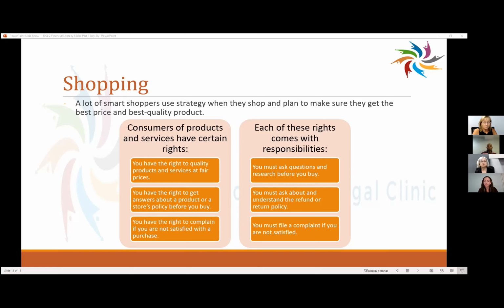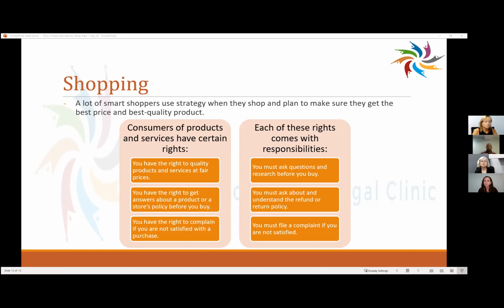Ask questions. If there is any policy like that in the fine print that you don't understand, ask questions. You have a right. Salespeople should be there to help you. It's your money. You shouldn't spend it unless you believe you're getting something of value for it.